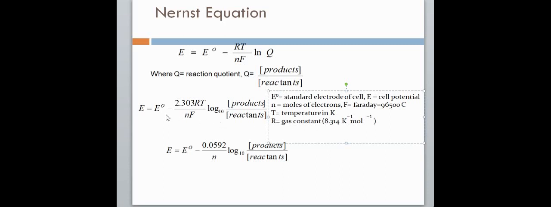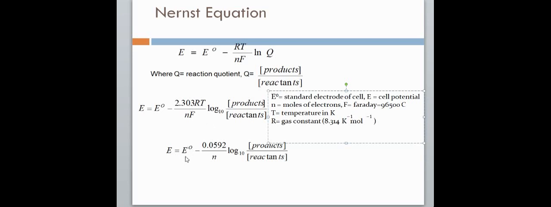Okay, so E is equal to E0 minus 2.303 RT upon nF log to the base 10 Q. Q is what? Reaction quotient, which is products upon reactants, concentration of the products upon concentration of the reactants. This 2.303 factor we have come across earlier, if you remember. When I have to convert natural log to the base 10, I have to multiply it with a factor 2.303.